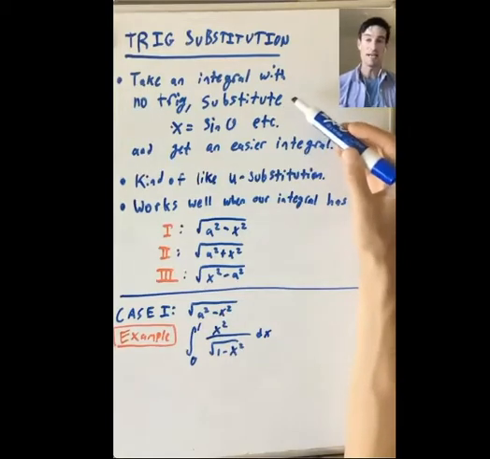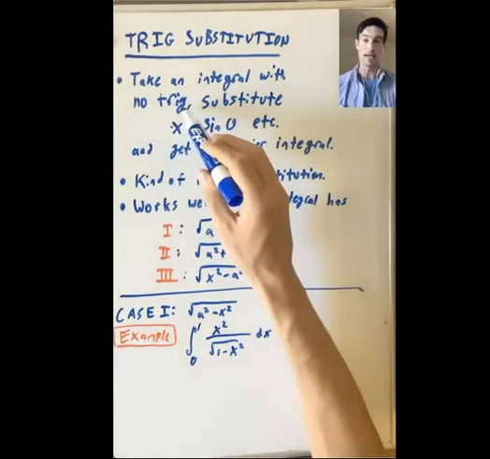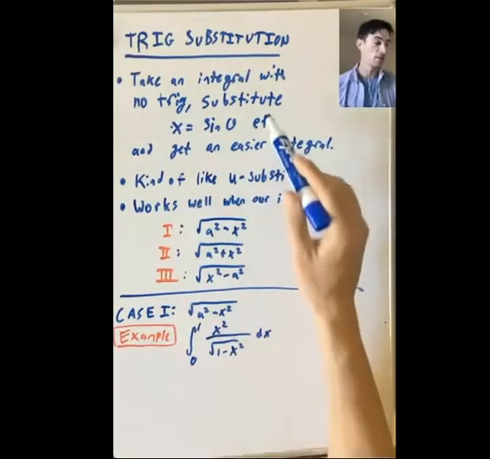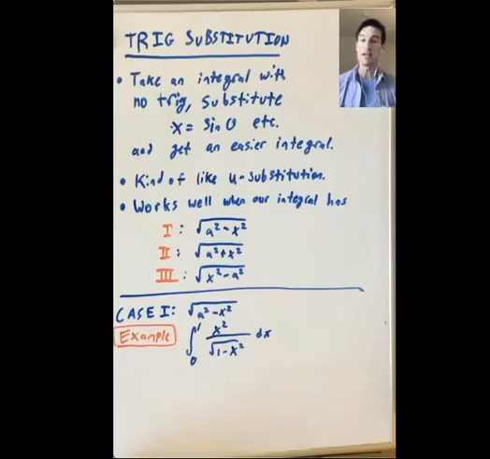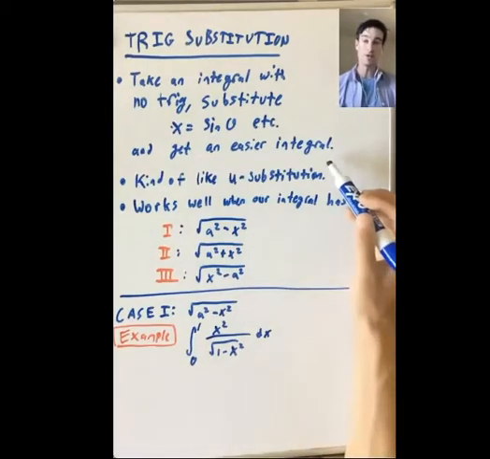So we're going to take an integral that has no trig in it at all, and we're going to substitute x equals some trig function. Maybe it's sine of theta, maybe tangent of theta, maybe secant of theta. And introducing this trig function is actually going to give us an easier integral than the one we started with.